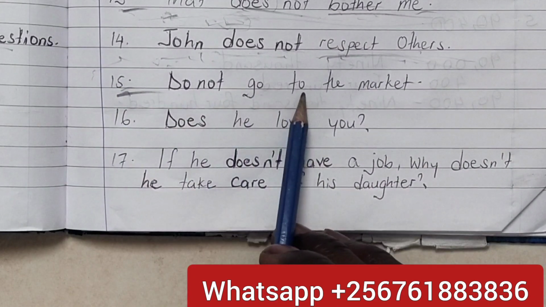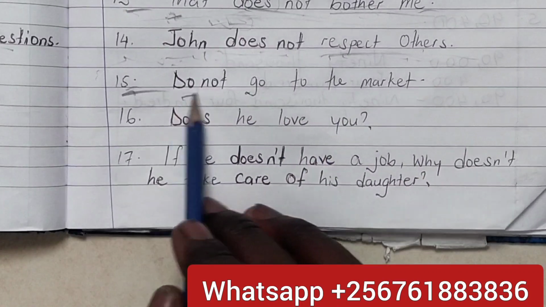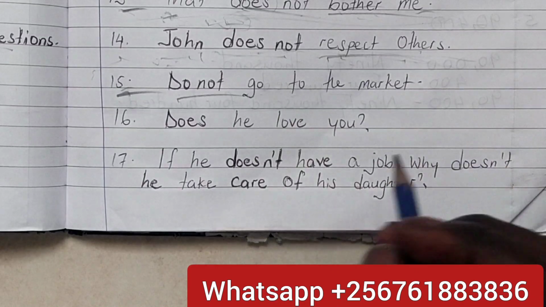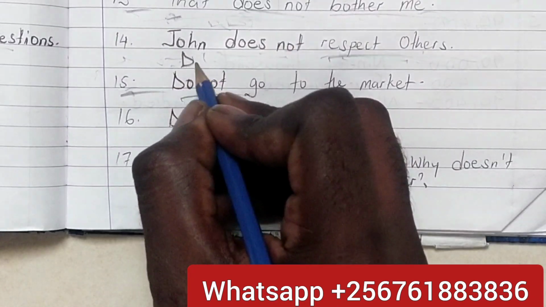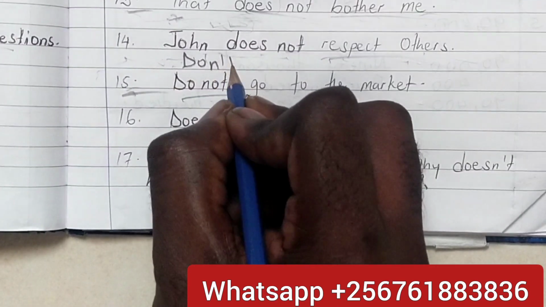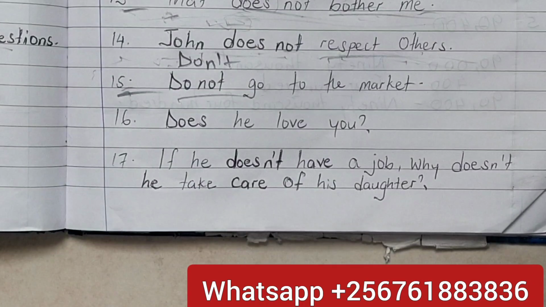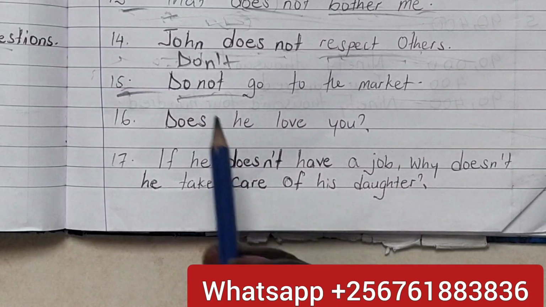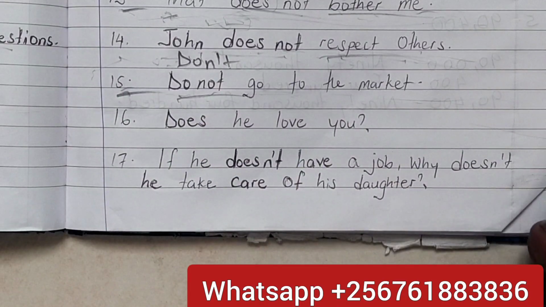Number 15. Do not go to the market. Don't go to the market, or do not go to the market. Don't, we write it like this, with an apostrophe. Don't go to the market, or do not go to the market.